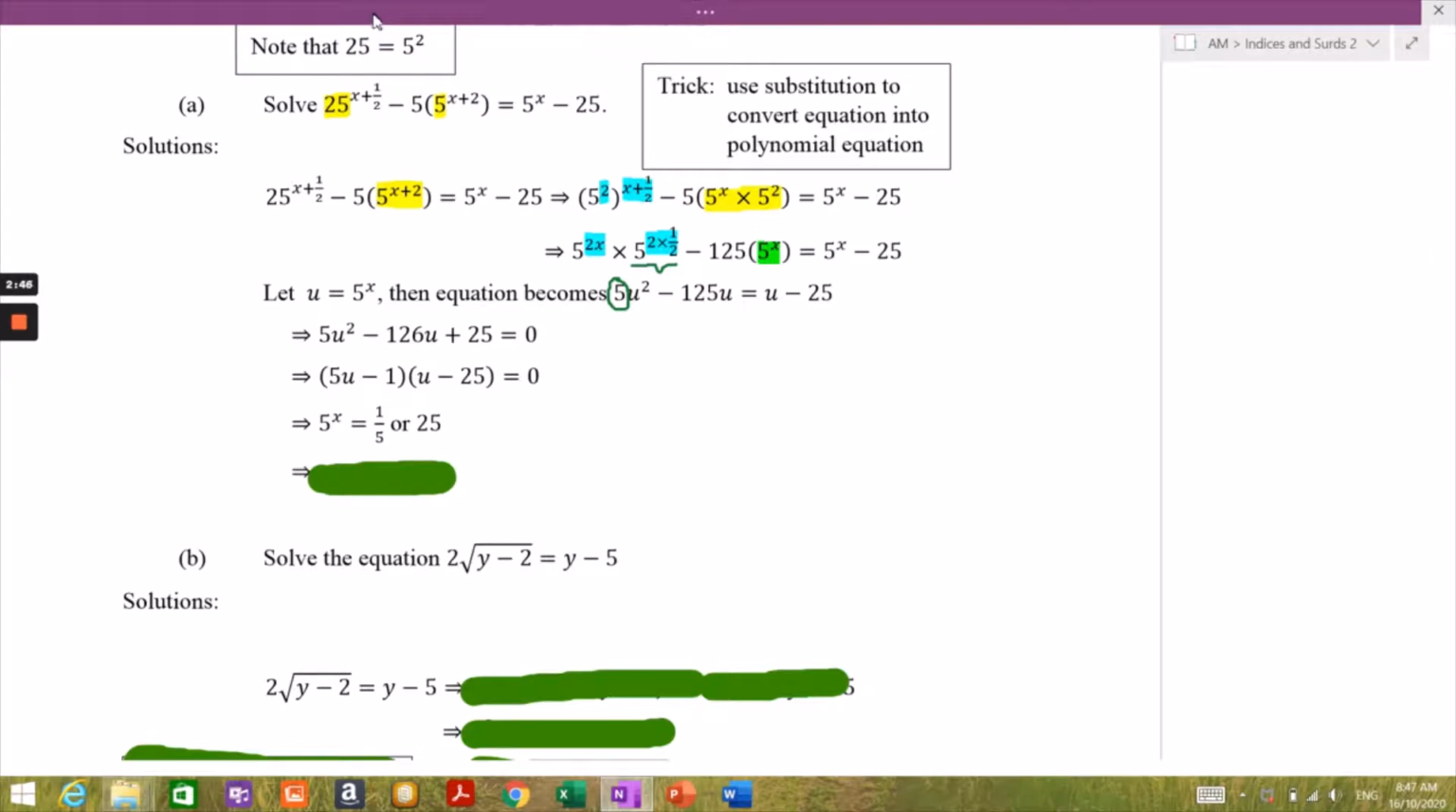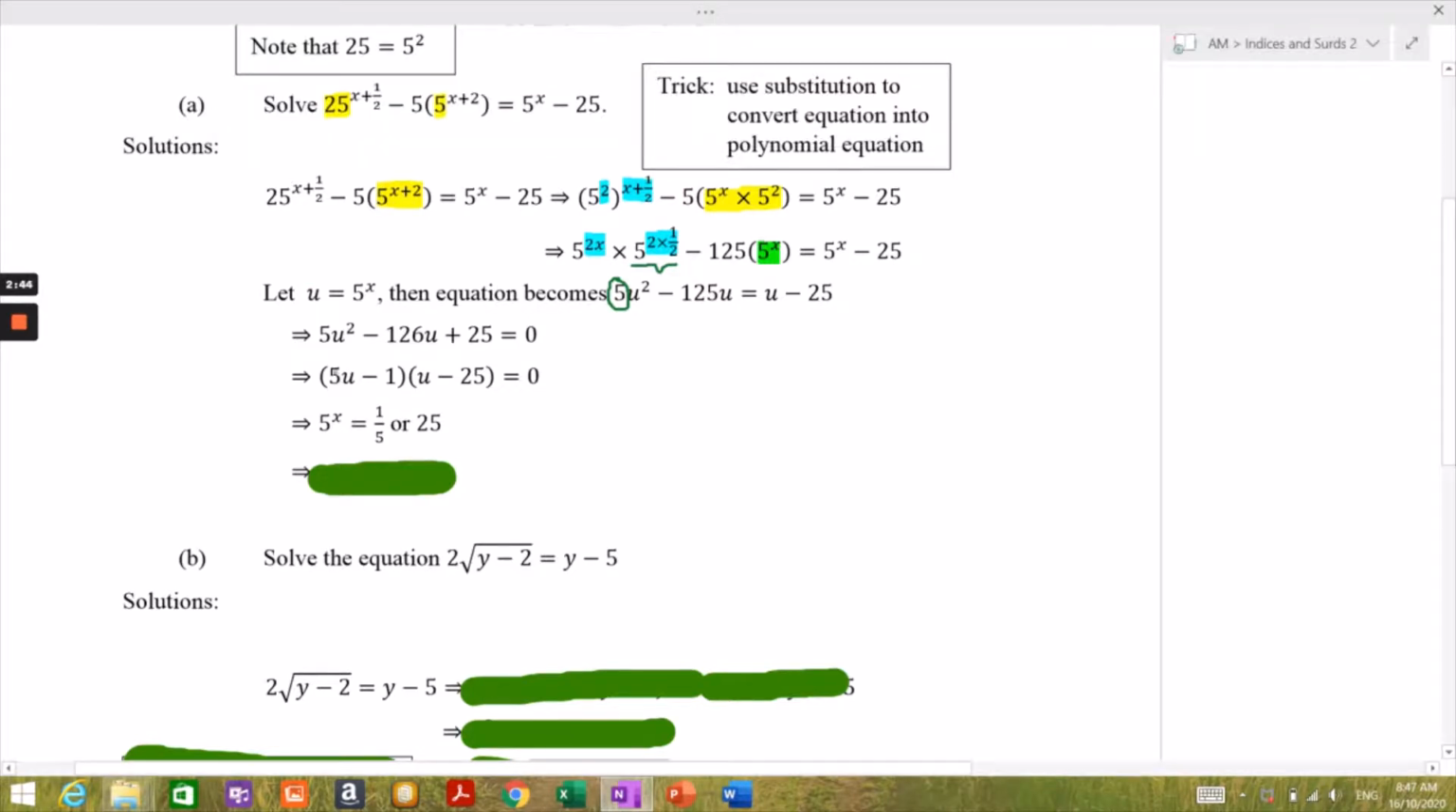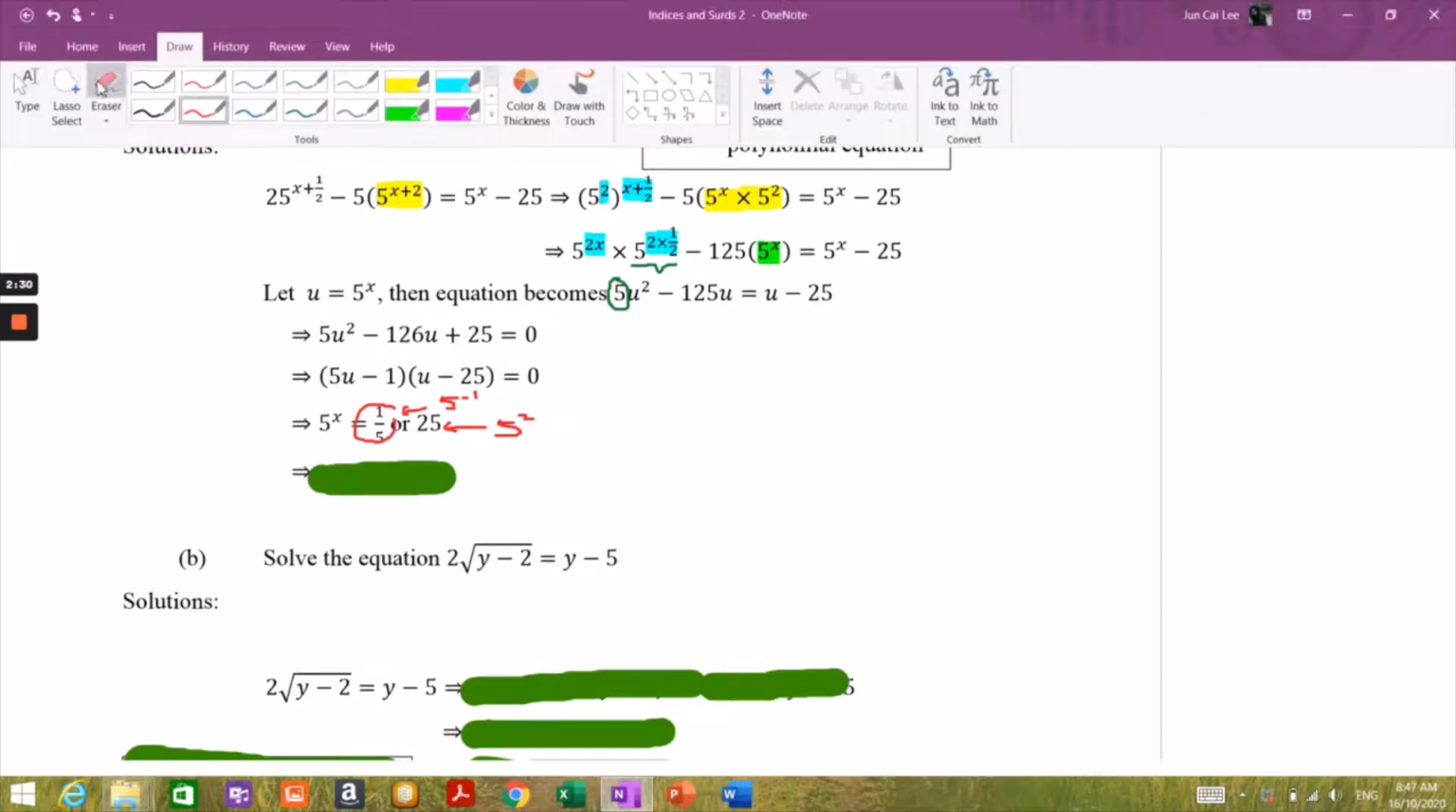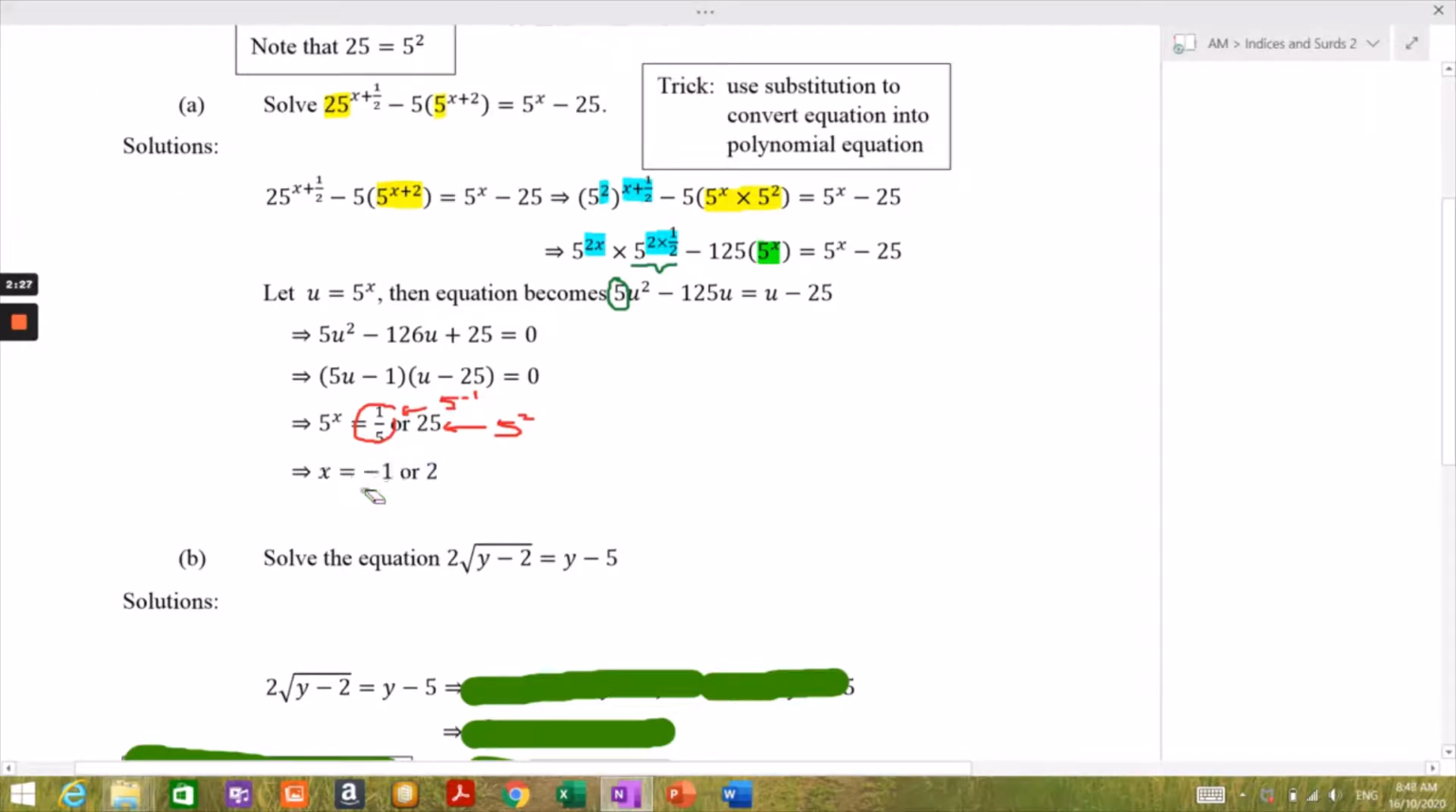So how do you solve for x from there? Well, the trick in this case is to express the solutions in terms of powers of 5. For instance, 25 is 5 squared, and 1/5 is 5 to the power of -1. So now if you compare the exponents, you end up with x equals -1 or 2. That settles part A of the question.